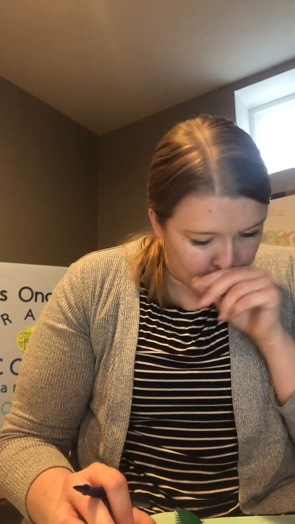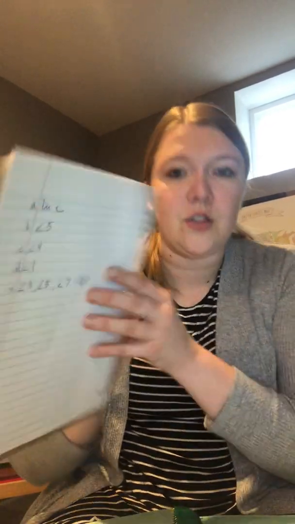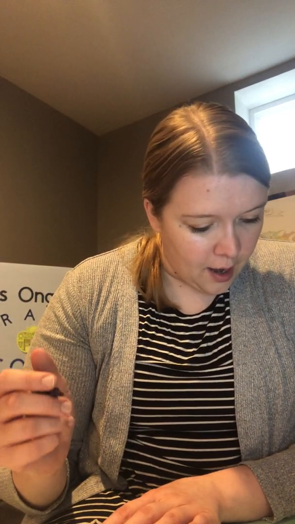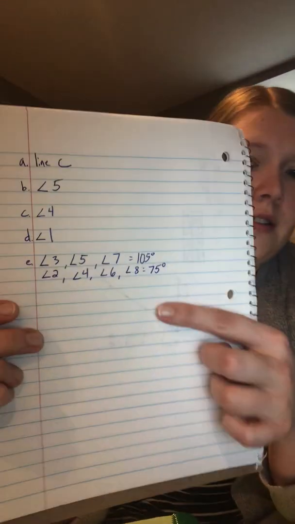And letter E, if the measure of angle 1 is 105 degrees, what is the measure of each of the other angles in the figure? So angle 1 is 105, that means angles 3, 5, and 7 all are 105 degrees because those are all the same size as angle 1. And then the other ones we find 180 minus 105, which means that angles 2, 4, 6, and 8 are 75 degrees, okay?